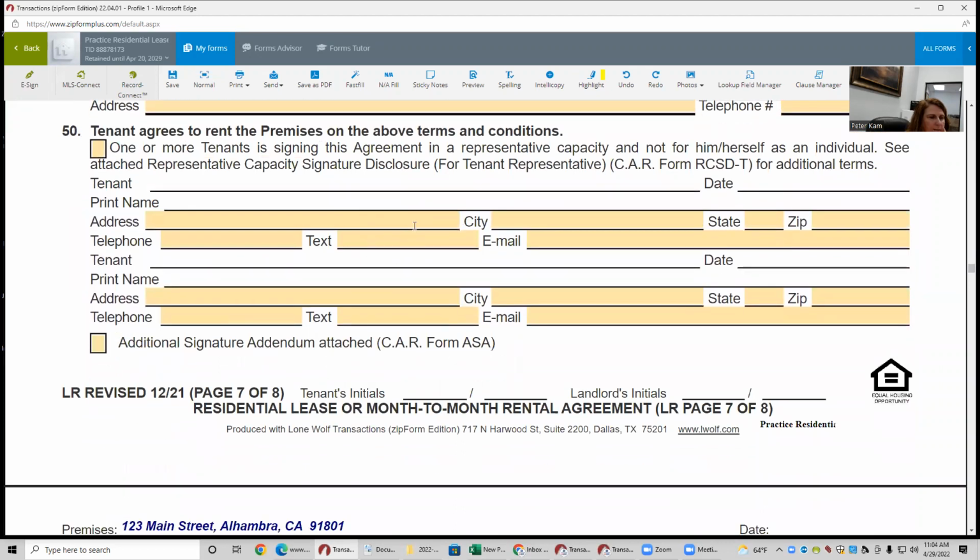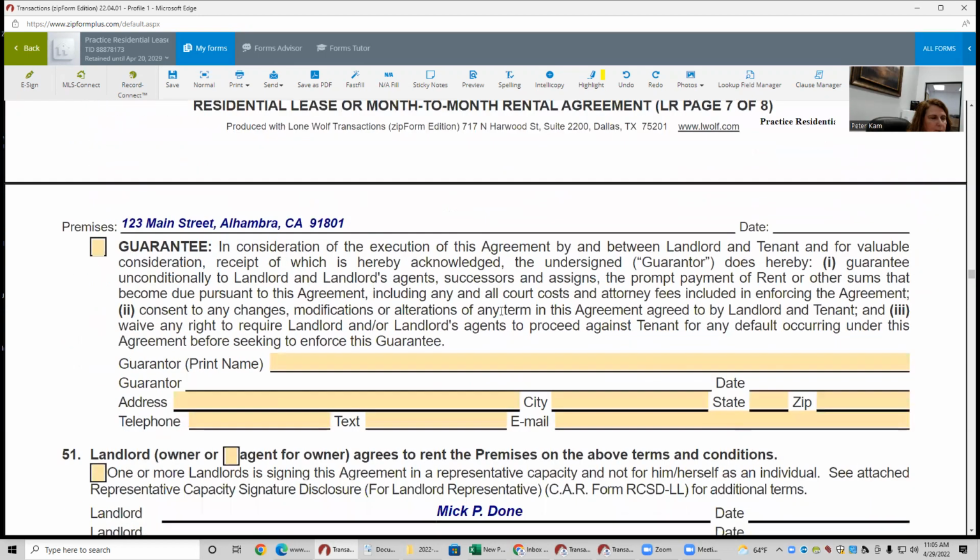So we're at the bottom now. The tenant agrees to the above terms and conditions. So go ahead and have them sign here. If there's more than 2, you can attach an addendum so that more tenants can sign, and it's on CAR form ASA.